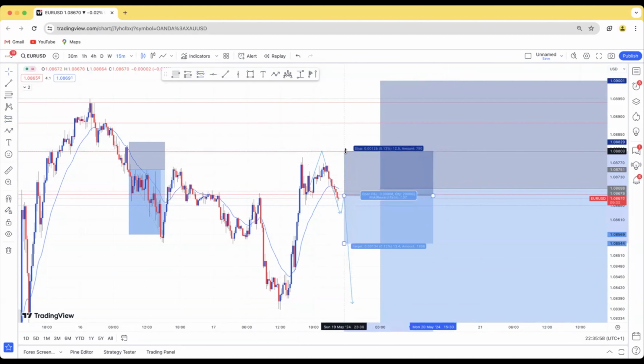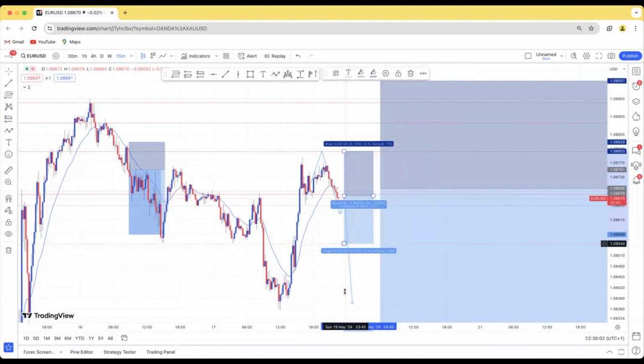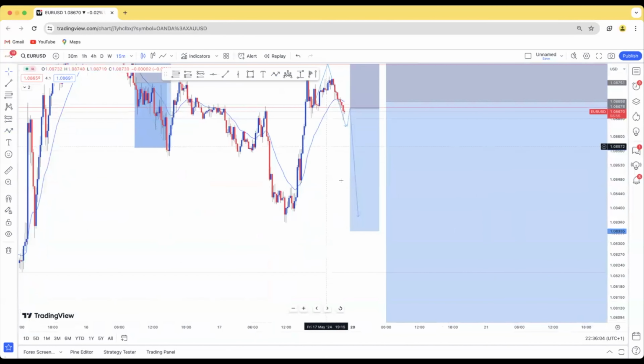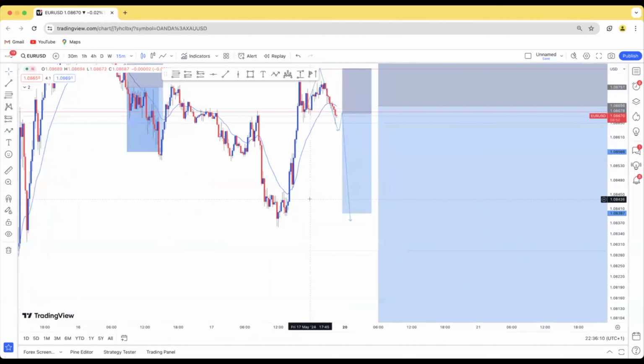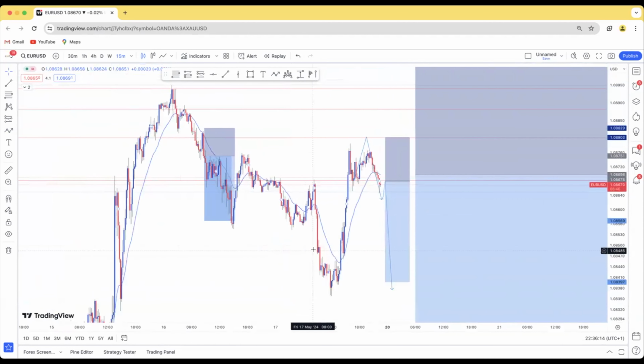Stop loss could either be above here, since it's the 15 minutes, it's just about 12 pips. And then you target 1:2. Just like this, you have good high probability setups.